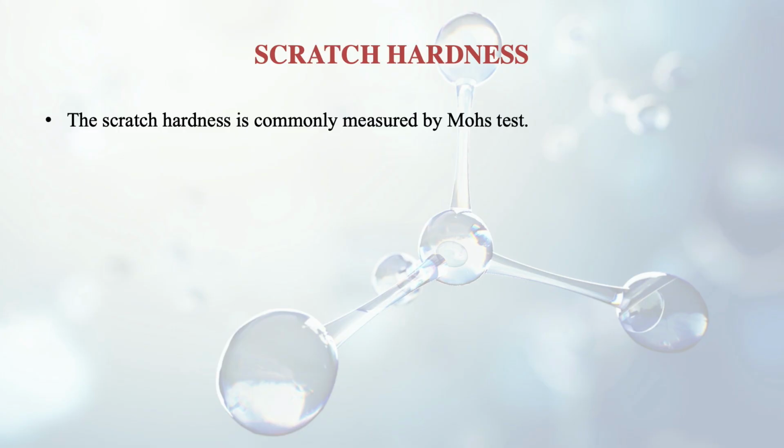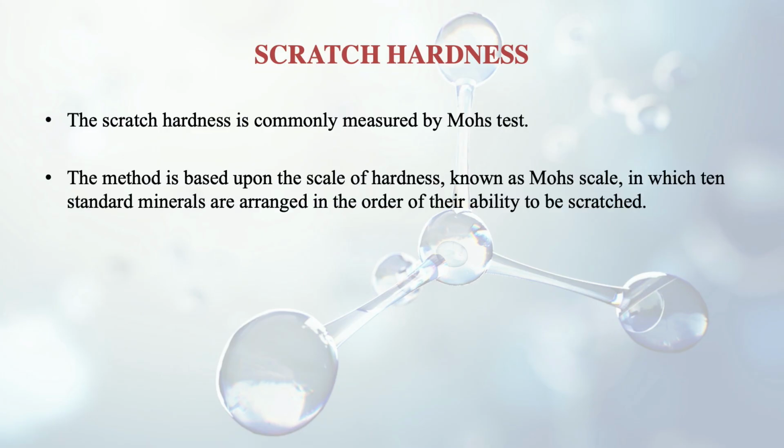The scratch hardness is commonly measured by a test known as the Mohs test. It was invented by the scientist Mohs. This method is based upon the scale of hardness known as the Mohs scale. So he made a scale for that. How hard a material is will be given by that scale. There are 10 standard minerals which are arranged in the order of their hardness, and they have to be scratched. In that way, we get to know about the hardness in this particular Mohs test.